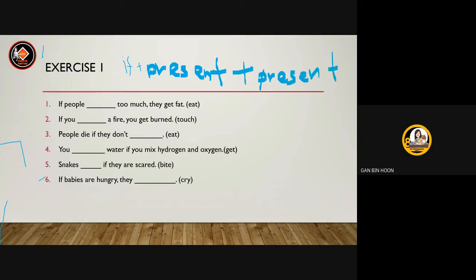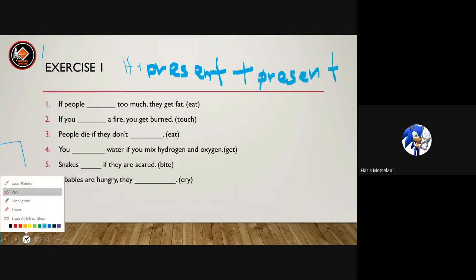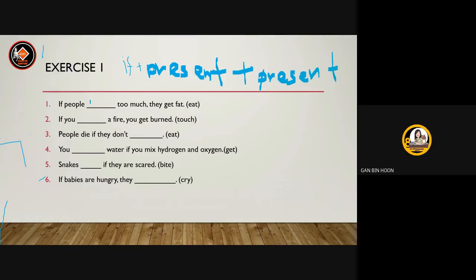Okay. So if people eat too much, they get fat. So what's the answer? Yes, class. If people eat too much, they get fat. Okay, good. So people, many, so here will be eat.